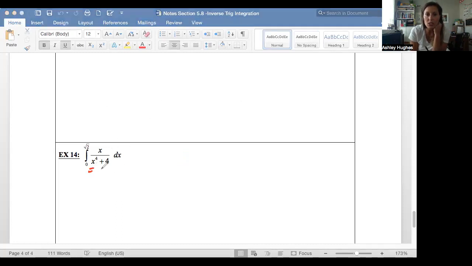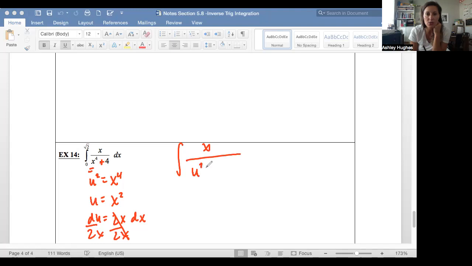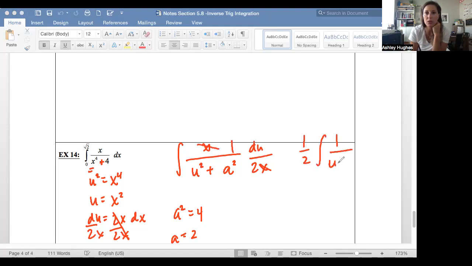So we're going to try arctangent. The reason is because we got this plus. So let's say that u squared is x to the fourth. That means u would be x squared, and so du would be 2x dx. Okay, so I'm going to write this x there still, and then that's my u squared plus my a squared. So a squared is 4, so that means a is 2. And then dx is du over 2x.